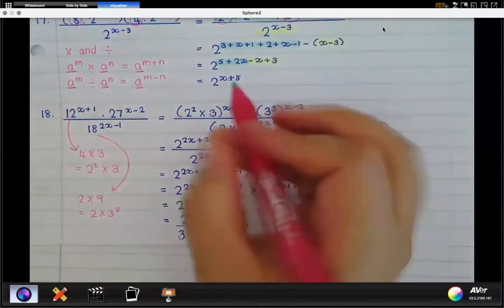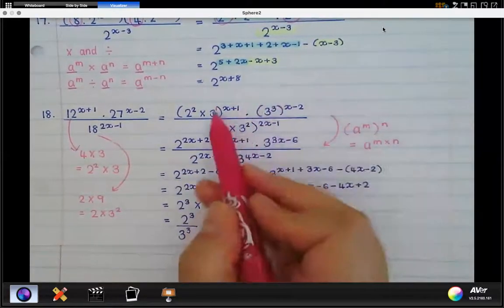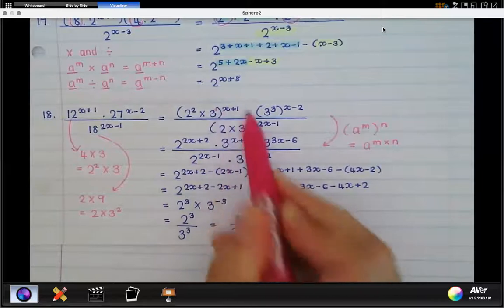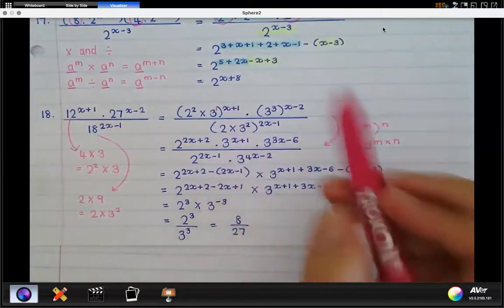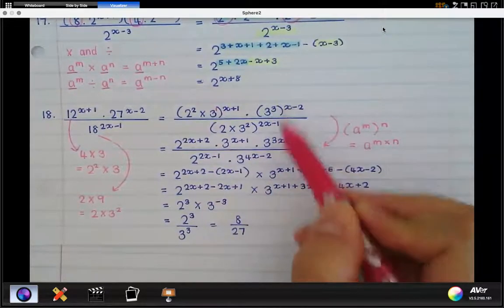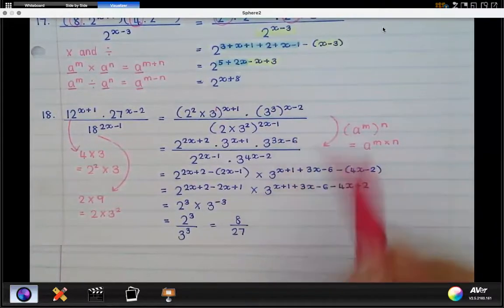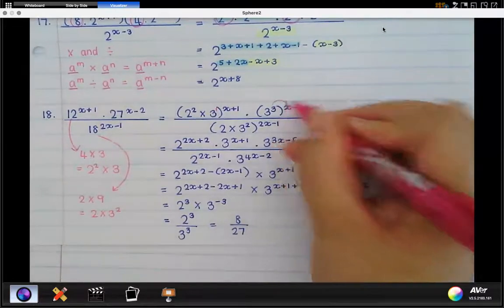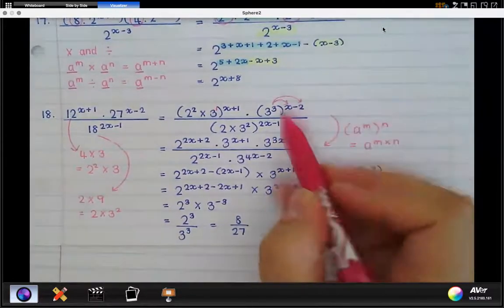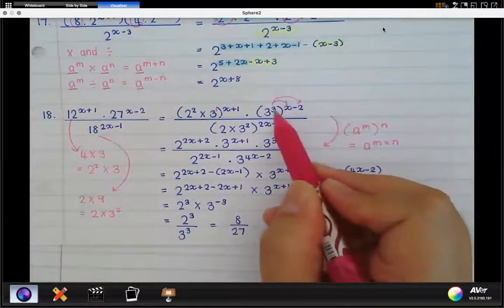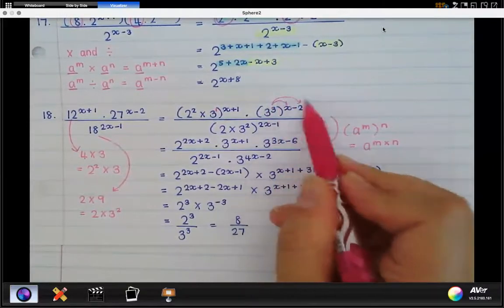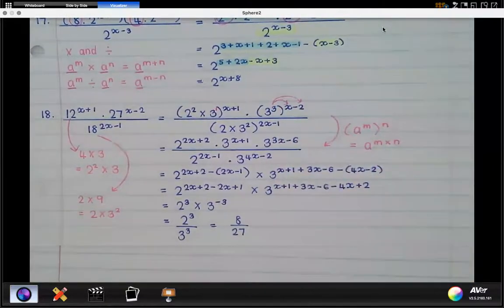The exponent that we have here is 1. So 1 times x is x, and 1 times 1 is 1. Here we have a 3. 3 times x is 3x, and 3 times -2 is -6. Guys, it's very important. It's like you're multiplying this 3 into a bracket. You have to multiply the 3 by the x and by the -2.